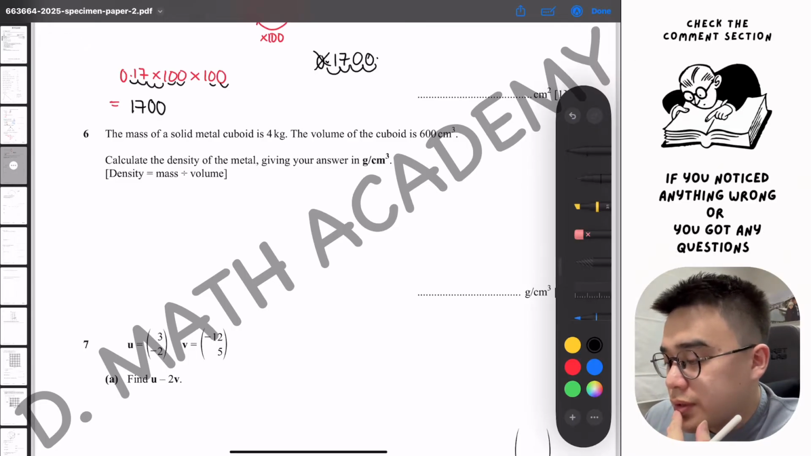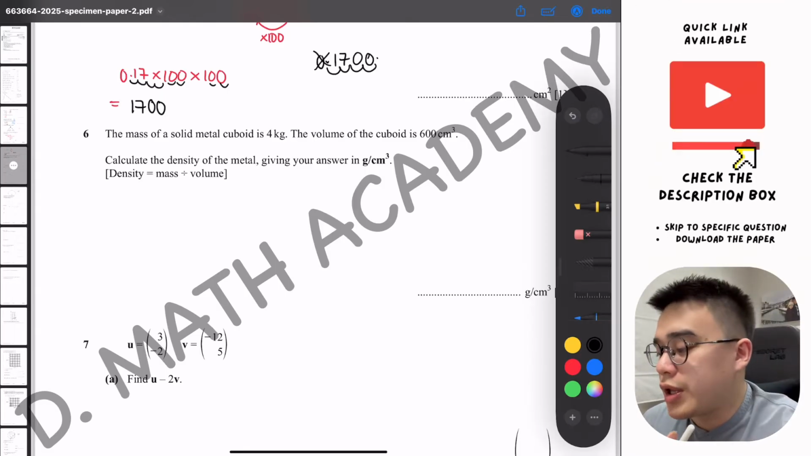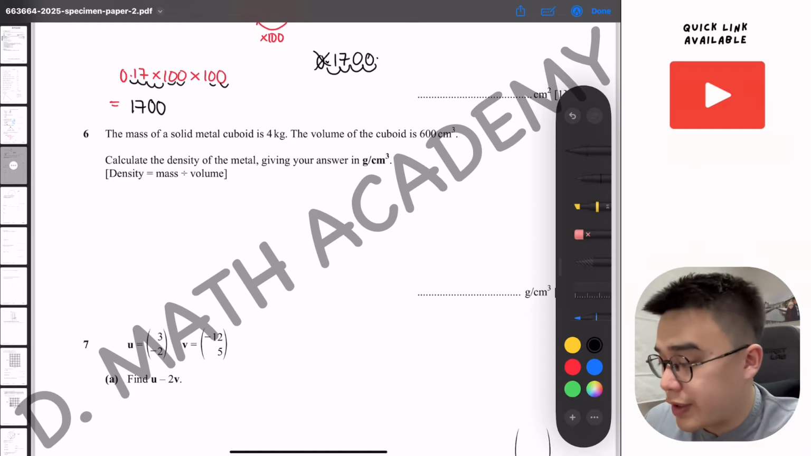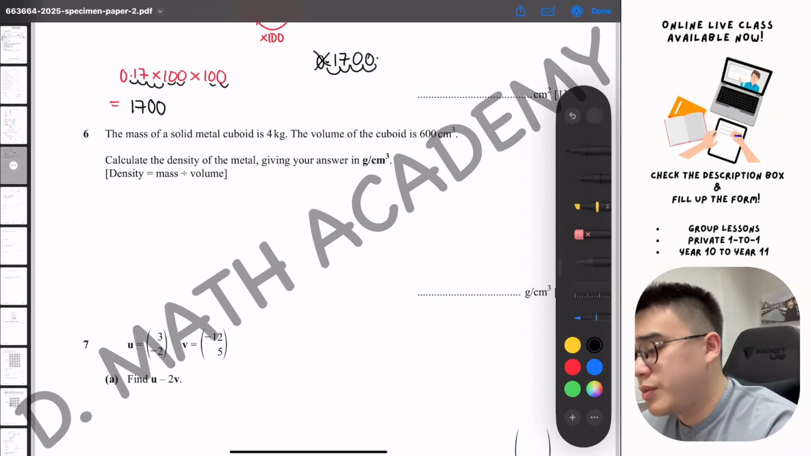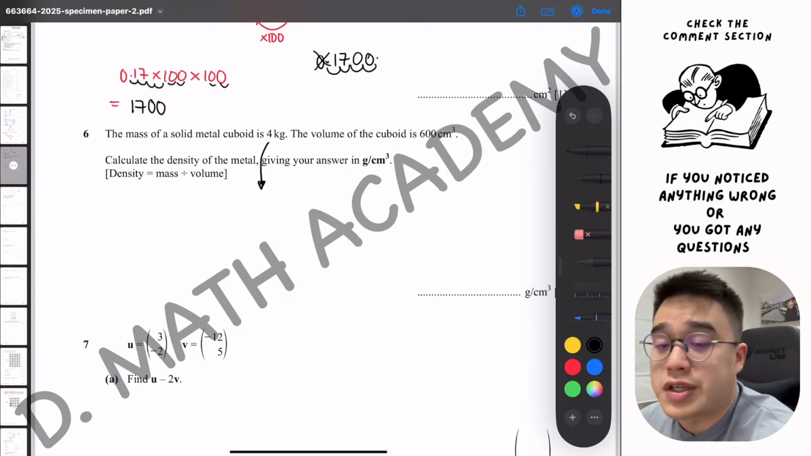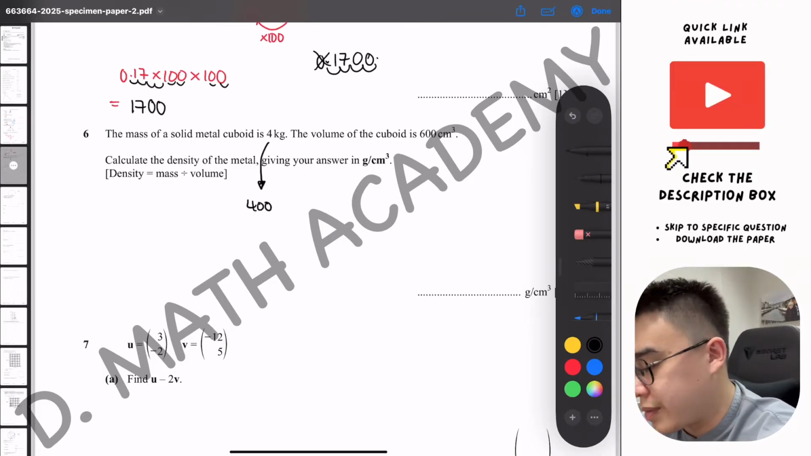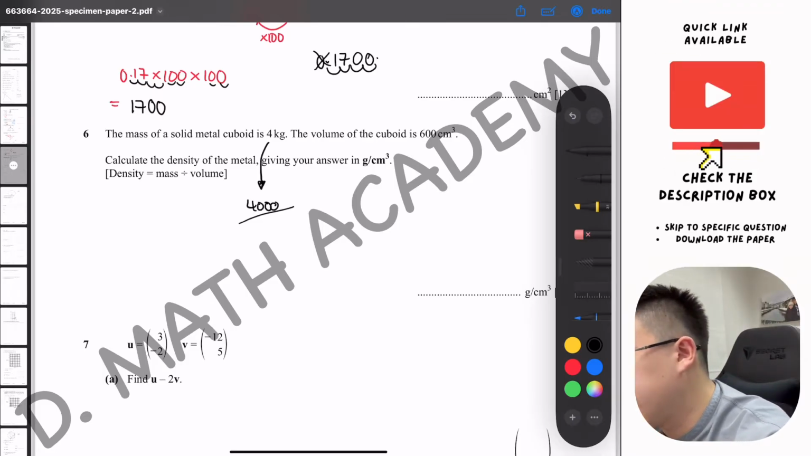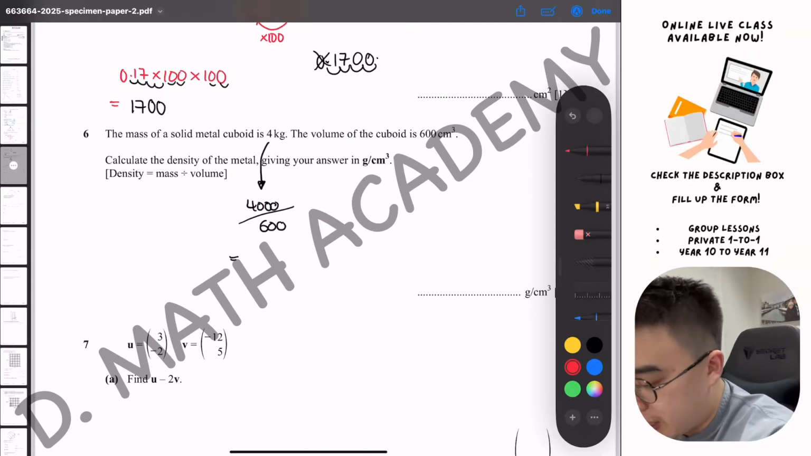The mass of a solid metal cube was 4 kg. The volume is 600 cm cubed. Okay, so they even gave us a density formula already. They wanted it to be gram over centimeters cubed. That leaves us no choice but to convert this 4 kg into 4,000 gram. So you have to write 4,000 over 600, and do take note that the zeros will be the first thing that I cancel off.